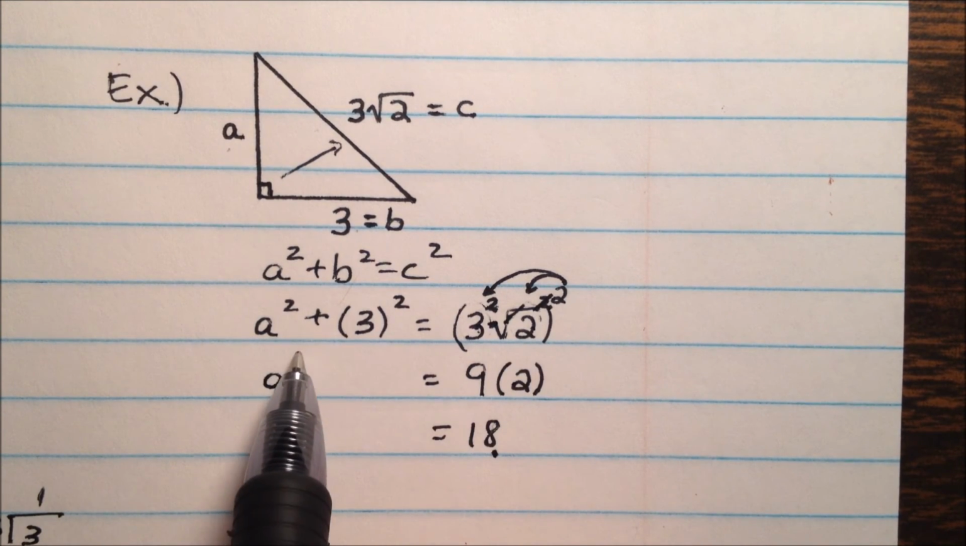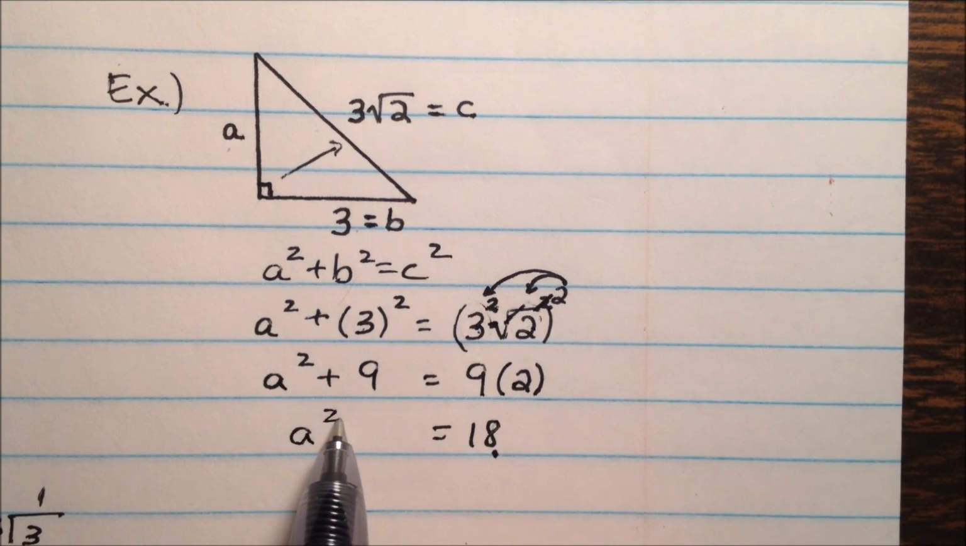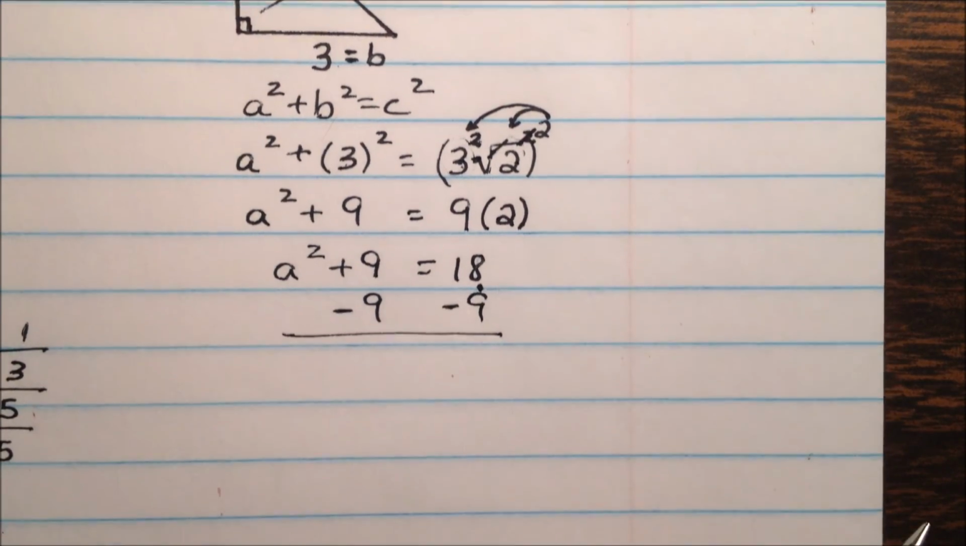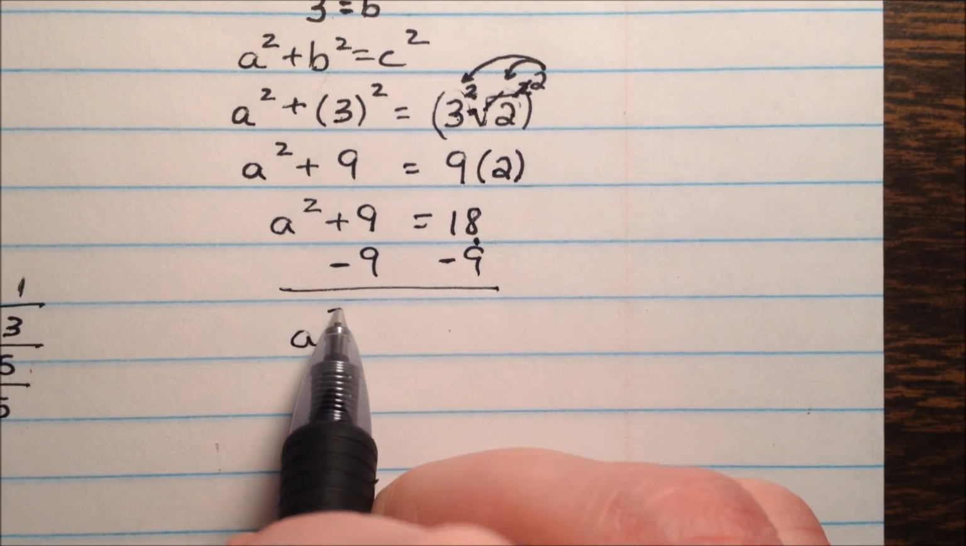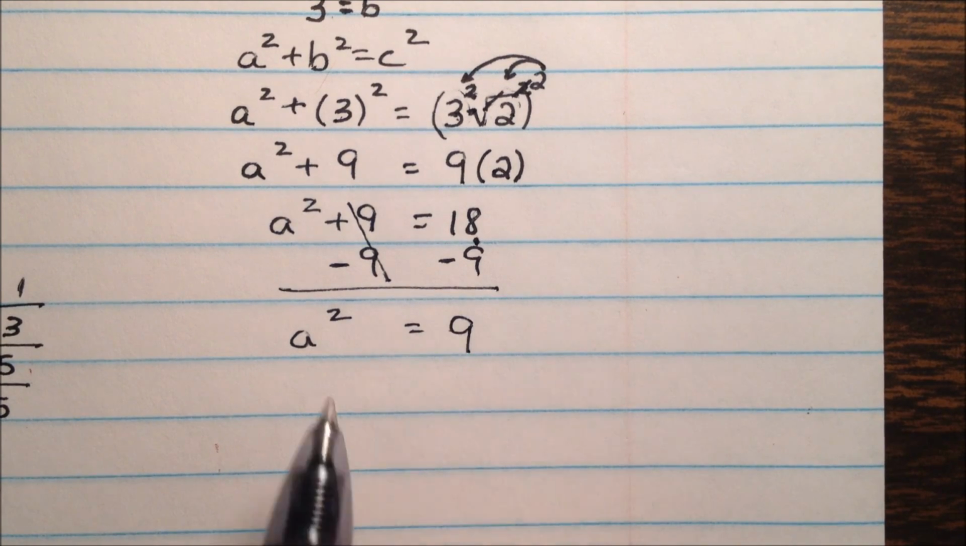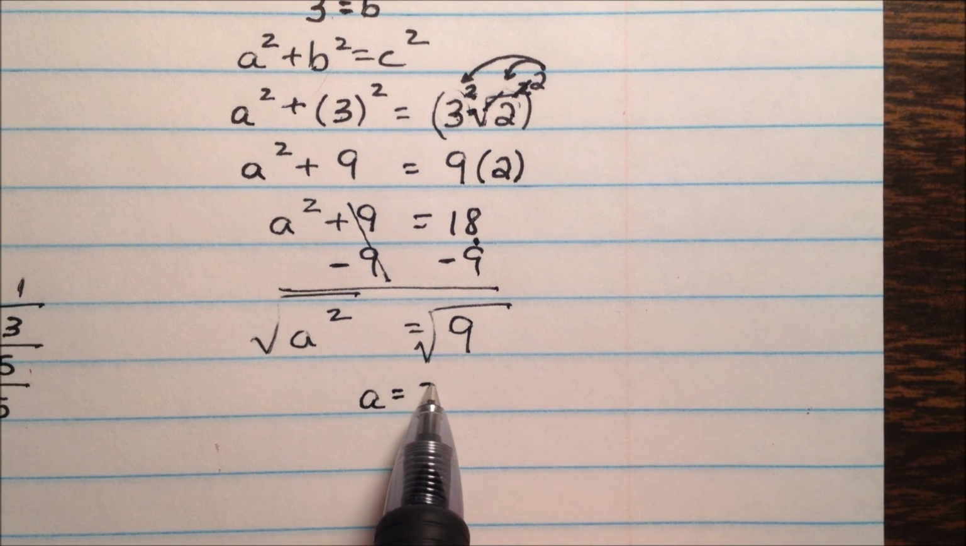And my left side is a squared plus, and 3 squared is 9, so I'll just bring that down right there. Okay, and then in order to solve for this a squared, I'm going to subtract 9 from both sides. I'll move that up a little bit. So I know my a squared, those 9s cancel, so my a squared is going to be 9. And when I do the square root of both sides, I'm going to get my a equals 3.